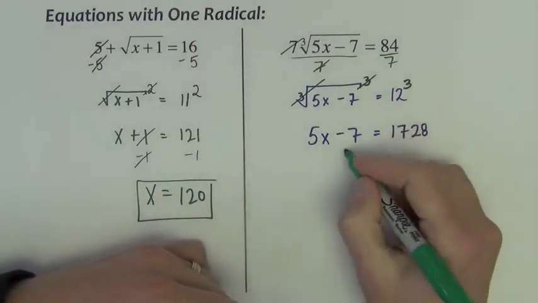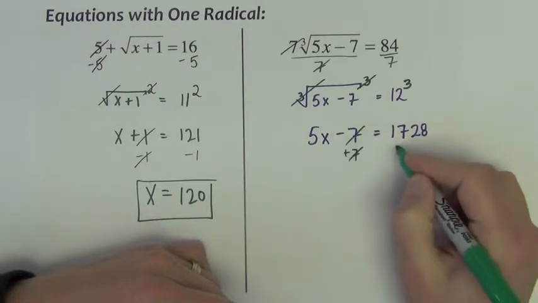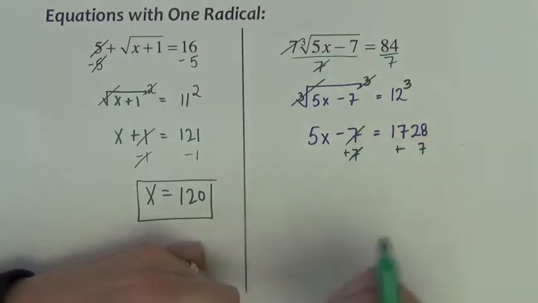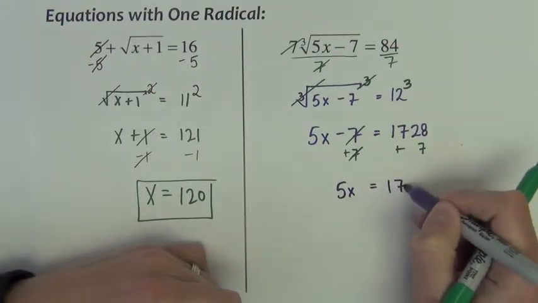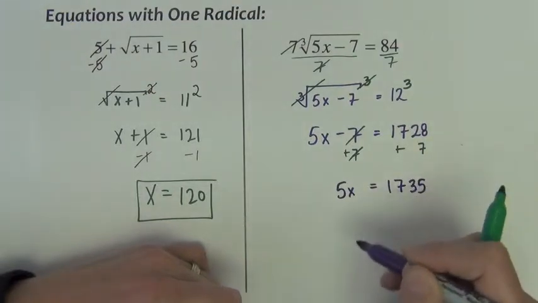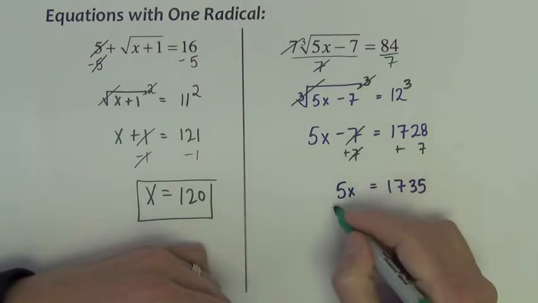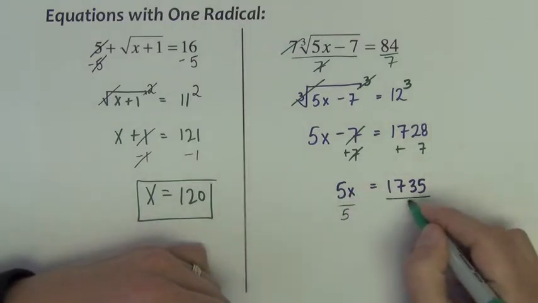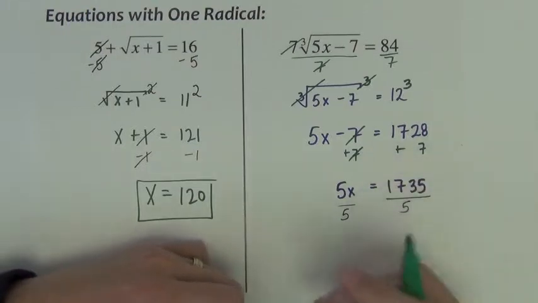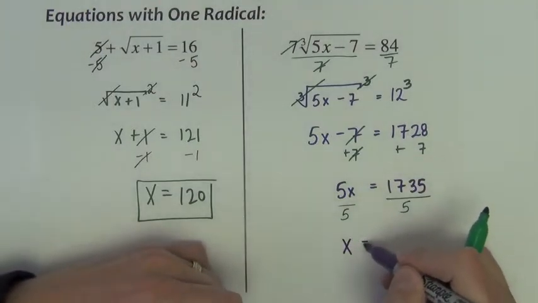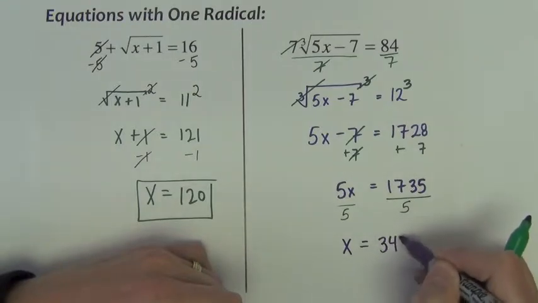From here we'll add 7 to both sides. That gives us 5x equals 1,735. We divide both sides by 5. That comes out to be x equals 347.